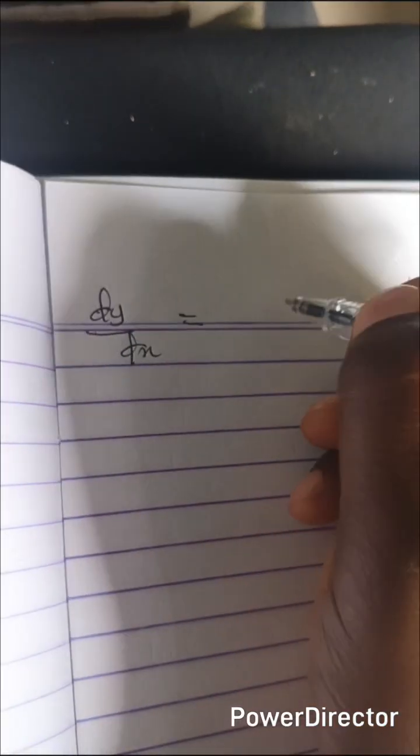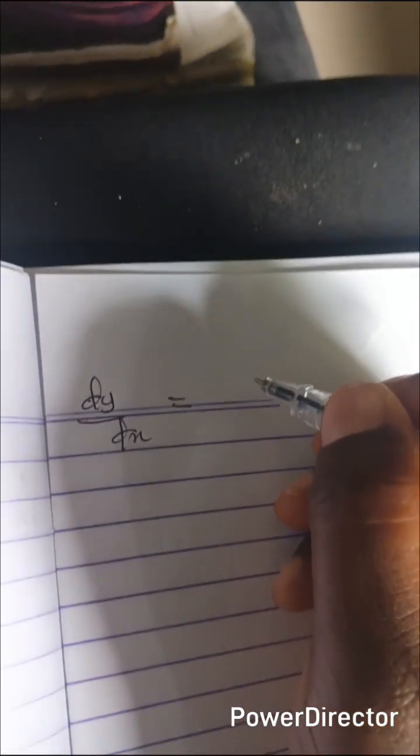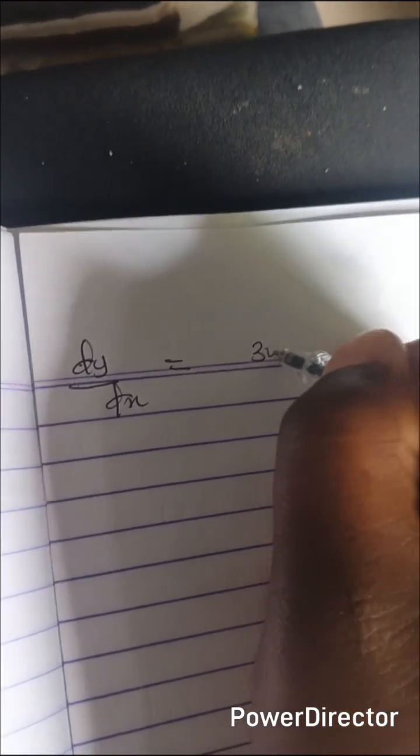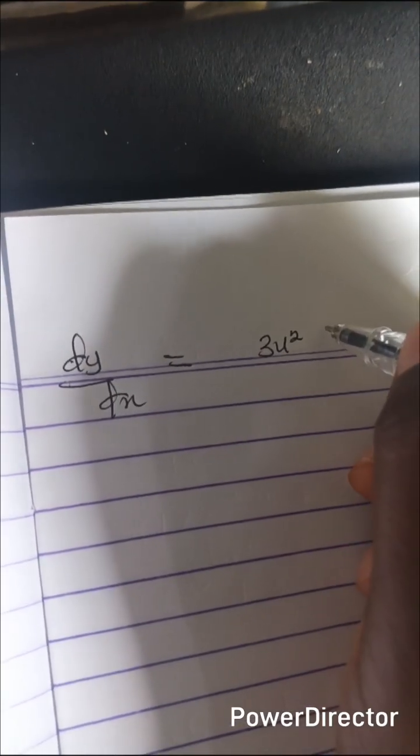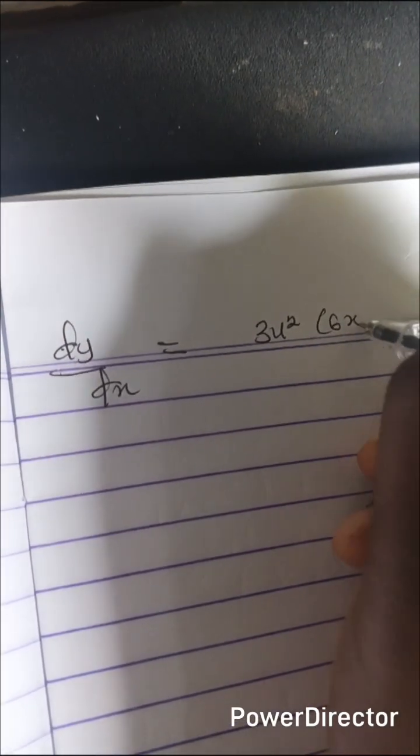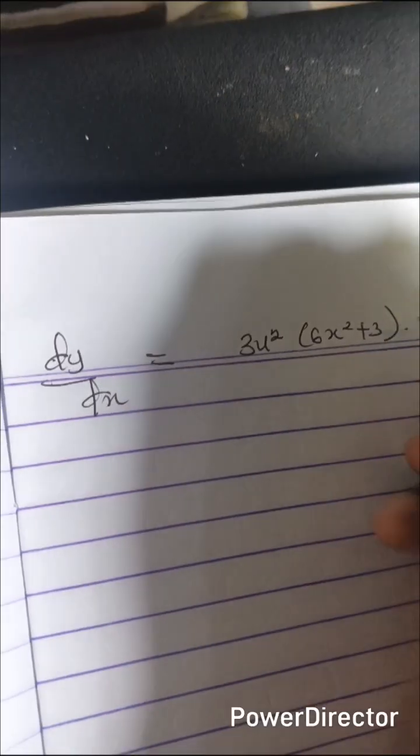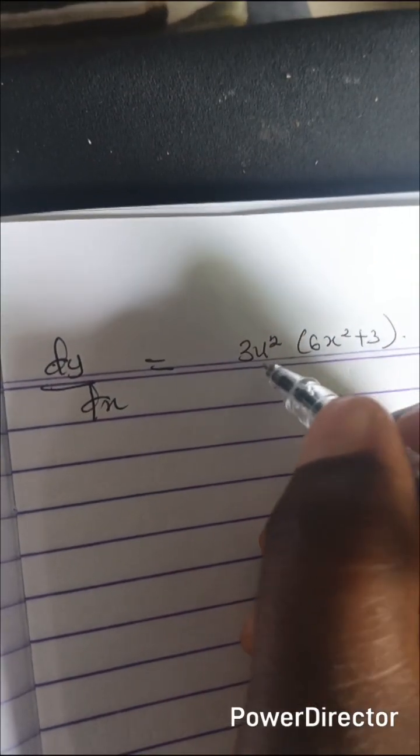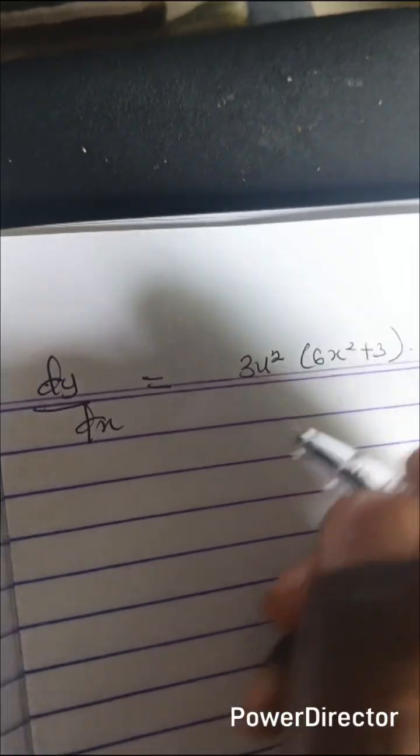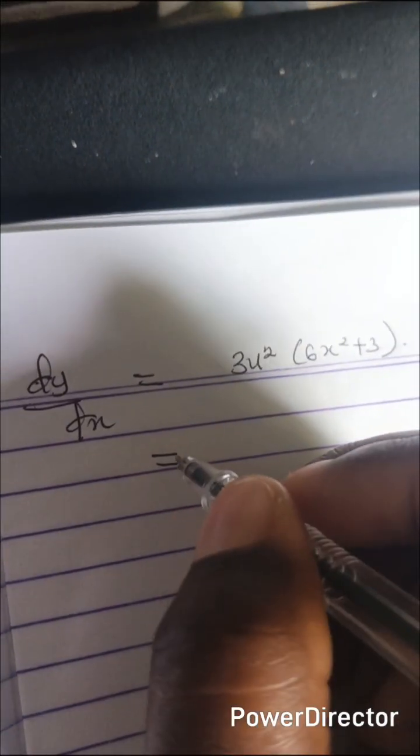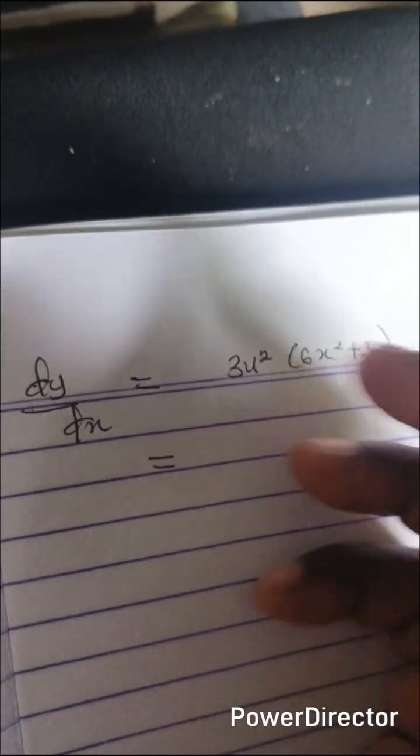dy/dx will be equal to, what's our dy/du? Our dy/du is 3u squared times, what's our du/dx? Our du/dx is 6x squared plus 3. Remember that you already assigned u to be equal to 2x cubed plus 3x. So the next thing is you substitute the value of u into your final answer.